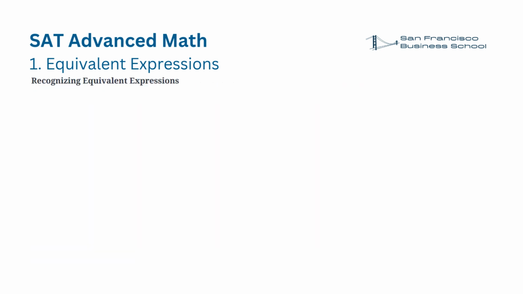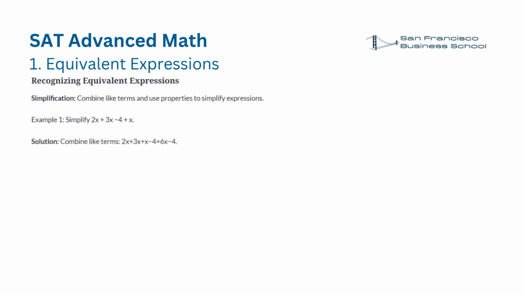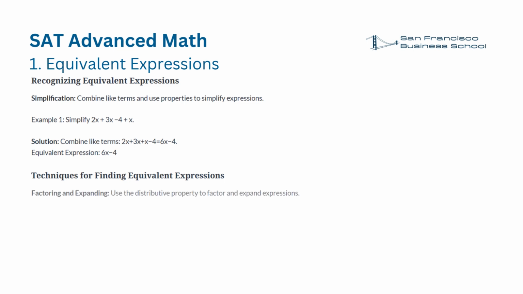Recognizing equivalent expressions. Simplification: combine like terms and use properties to simplify expressions. Example 1. Simplify 2x plus 3x minus 4 plus x. Solution: combine like terms. 2x plus 3x plus x minus 4 is equal to 6x minus 4. Equivalent expression: 6x minus 4. Techniques for finding equivalent expressions.